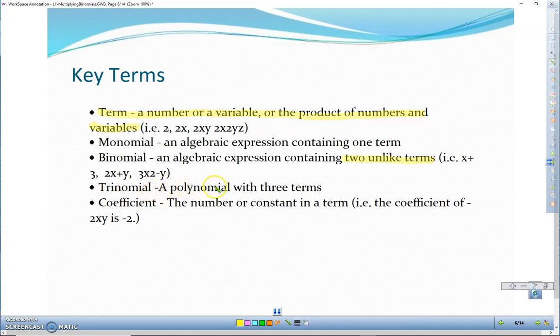They kind of extend this a little bit more and they say it's a polynomial, which is something that we could get into a bit further later on. Coefficient would be the number or constant in a term. So whenever we've got something like minus 2xy, that minus 2 in the front is called the coefficient.